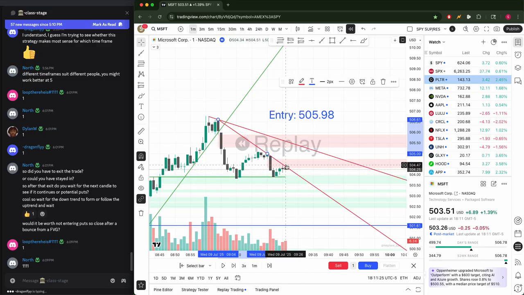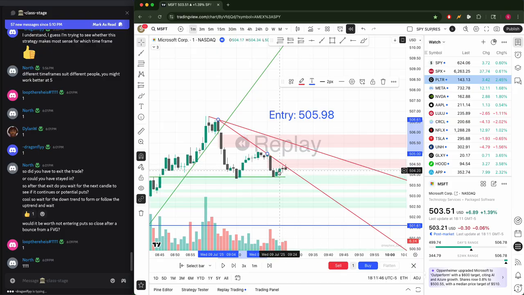So even if we get a close up here, we know that as long as price is respecting this fair value gap, then most likely it will continue downward and we can draw a new downtrend that we can form, right? So you're going to have to understand when to respect the candle close and when you don't have to.